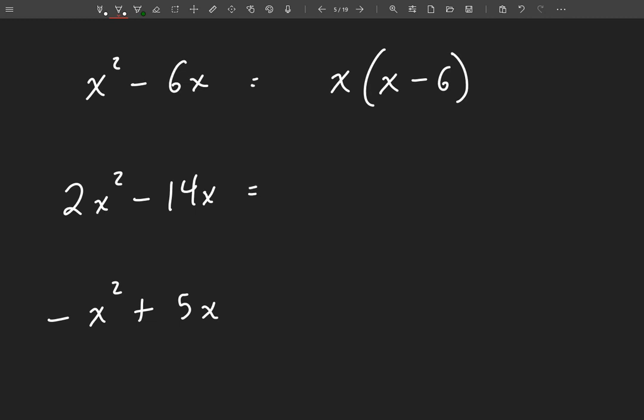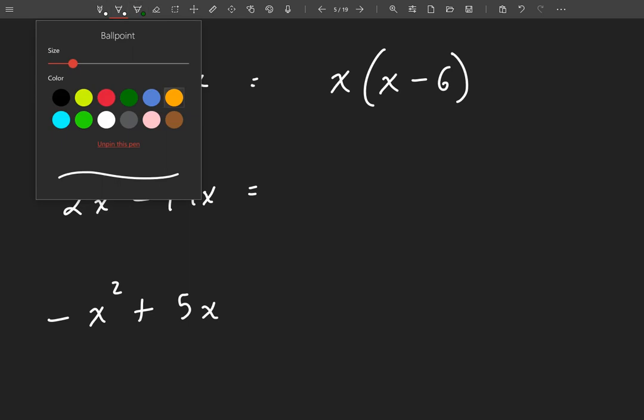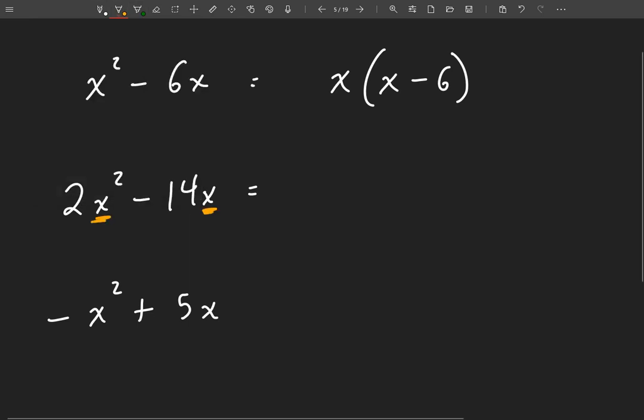All right, the next one's a little bit more involved, but not really. You're going to notice that there's an x in both of them, right? Let me actually color code this. I'm going to slow down a little bit. There's an x in both, right? But there's also a 2 in both. How do you know that? Because there's a 2, and 14 can be divided by 2 evenly, right? So in this case, not only can I pull an x out, I can also pull a 2 out. So I'm going to pull both out. I'm going to pull 2x out.